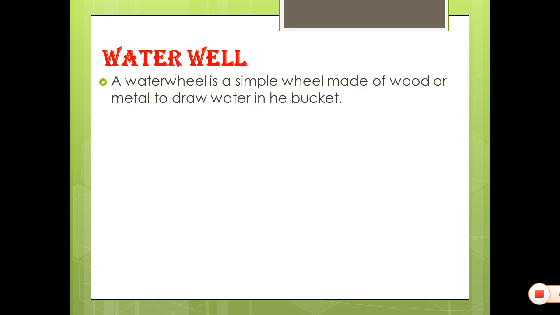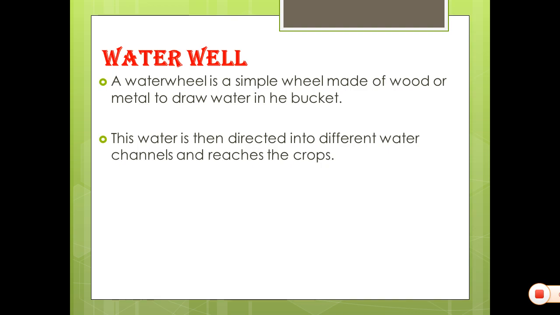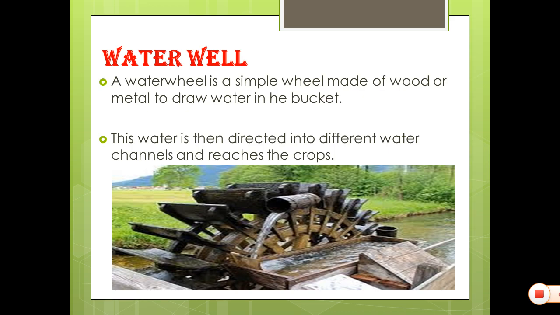Water well. A water well is a simple wheel made of wood or metal to draw water in a bucket. This water is then directed into different water channels and reaches the crop. Here we don't require power supply or any electric gadgets to fetch the water from the source.